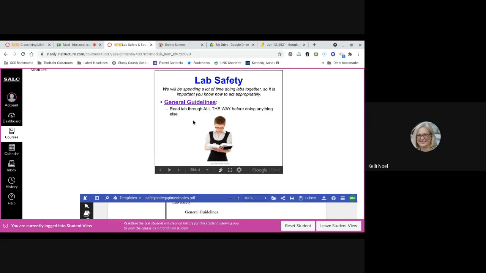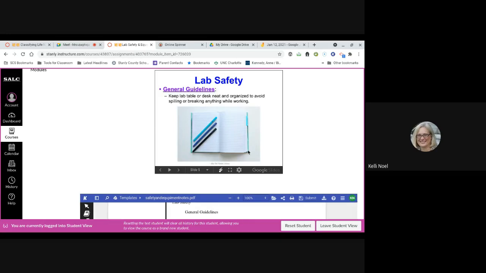So here's some guidelines. Anytime we do a lab, or this goes with any assignment, make sure you read all the way through it before you do anything else. With labs, it is especially important so that you make sure you understand what's going on and you're not confused and you can ask questions. Wherever you're doing the lab, you want to keep it neat and organized to avoid any spilling or breaking of anything. Usually you'll have something to write with and a lab paper, or maybe your Chromebook if the information is going to be on the computer.